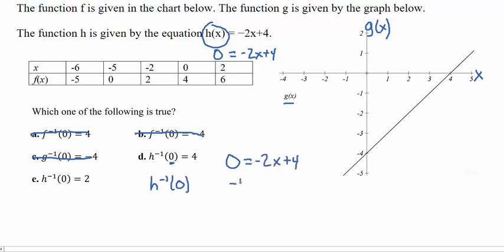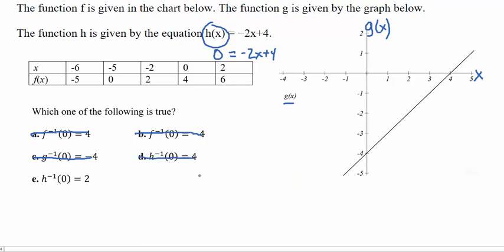You would subtract the 4 on both sides. Since the negative 2 is being multiplied, you would divide by negative 2 on both sides. You would see that the real value of h inverse of 0 turns out to be x equals 2. Simplifying this down, you get 2. So h inverse of 0 can't be 4 when we just showed that it's 2. So choice D is wrong.